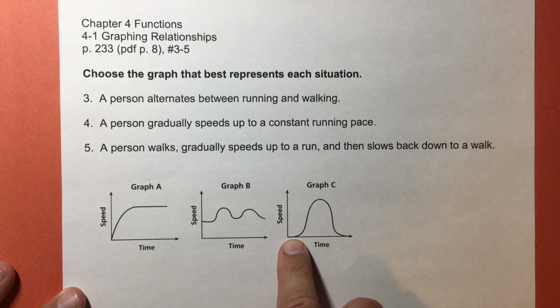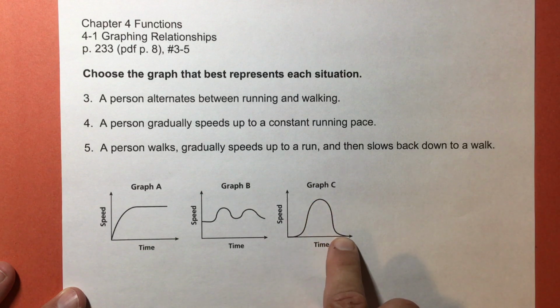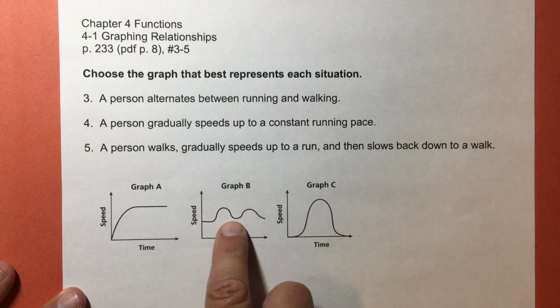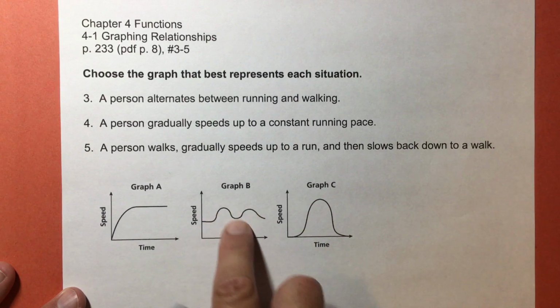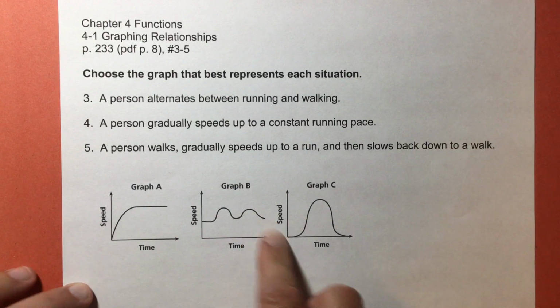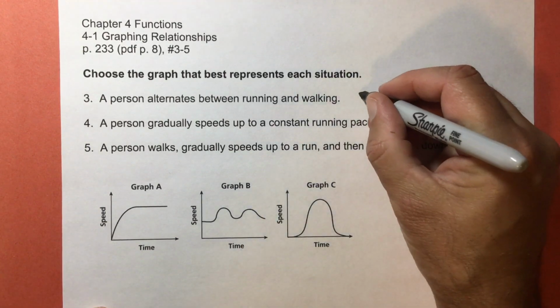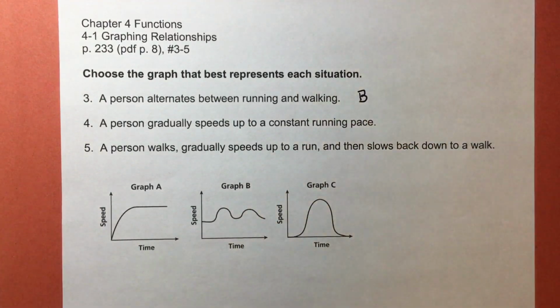This looks like a person who's increasing and then coming back down. This one goes up and comes down, goes up and comes down, so the speed is changing as time increases. So I believe that this is actually graph B.